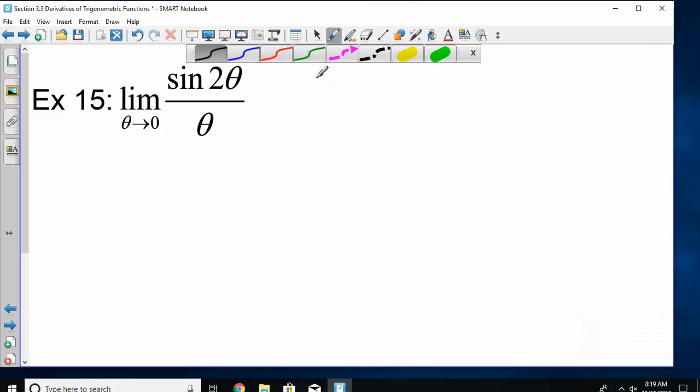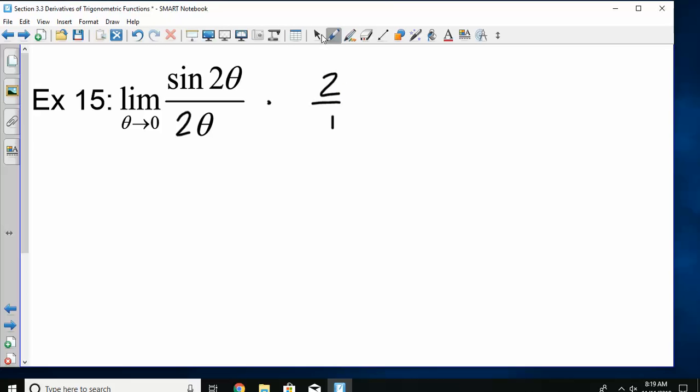So what's this one need? If you add a 2 on the bottom, you also add a 2 on the top. Then we know this goes to 1 times 2, and you should get 2 for your final answer. Alright, let's try some more challenging ones.